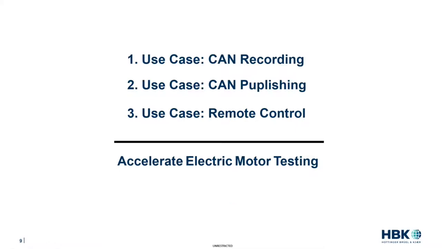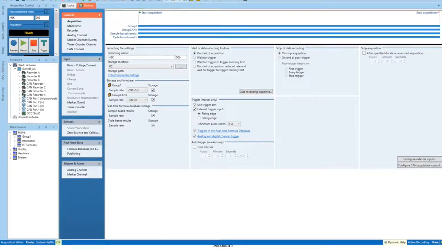And I think we should start with CAN recording. What you now see is Perception 8.30 in a live demo. So if I do something wrong, it might end up in a mess.